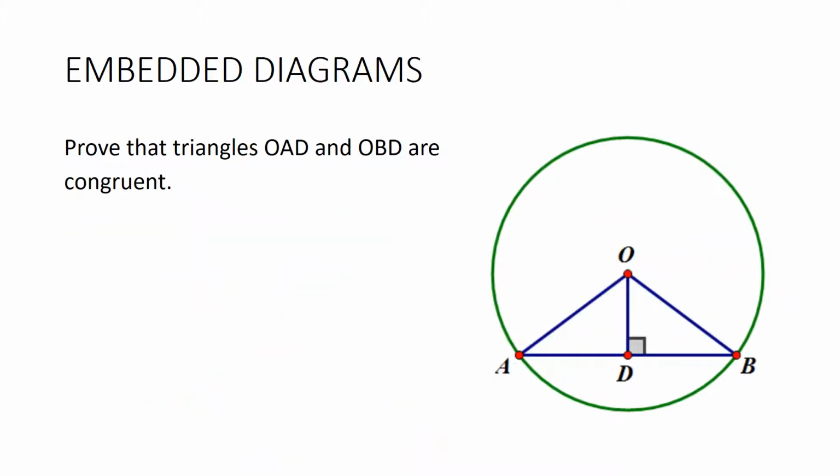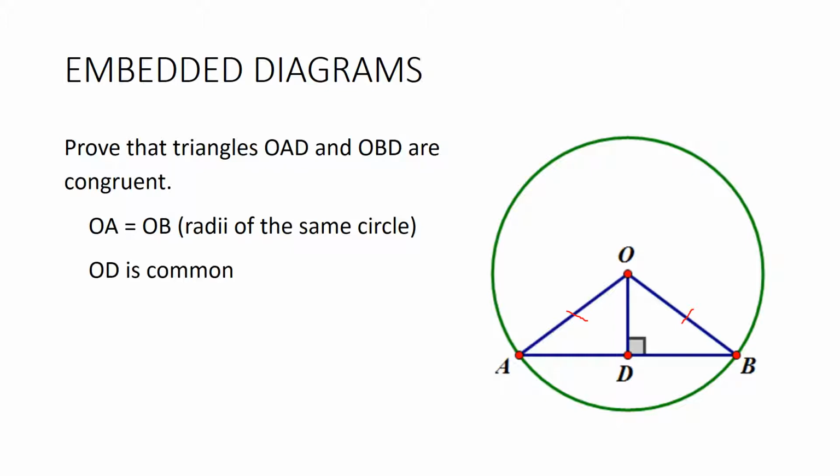Here's another one. Prove that the triangles OAD and OBD are congruent. All right, what have we got here? First thing we've got is that OA and OB are equal because they're radii, that's radiuses, of the same circle. The second thing we have is that OD is common. It's common to both triangles, so it has to be equal. That fun little S that I just drew there means that you've got a common side. And finally, we've got that right angle, haven't we? Angle ODA is equal to angle ODB is equal to 90 degrees.